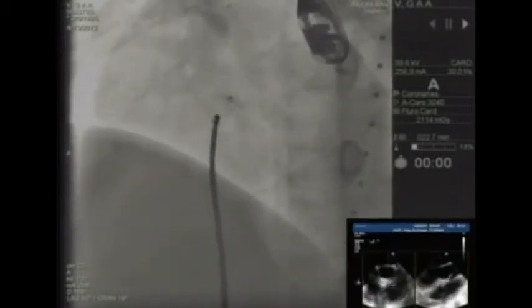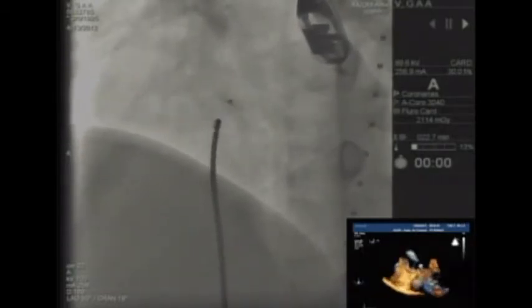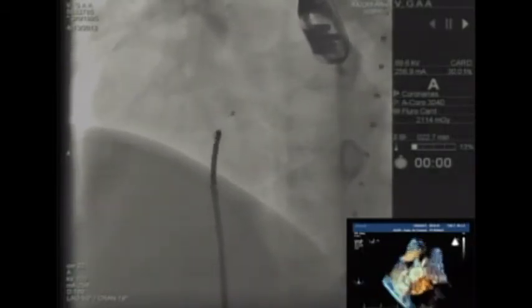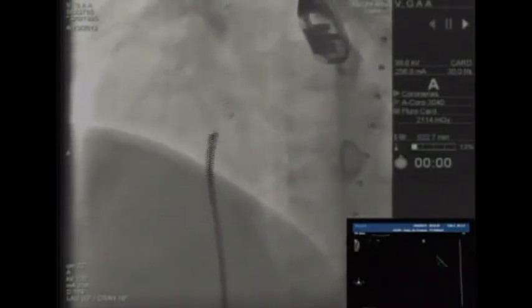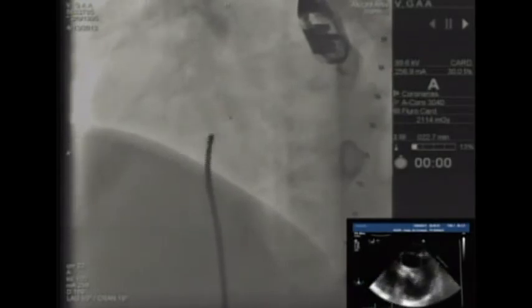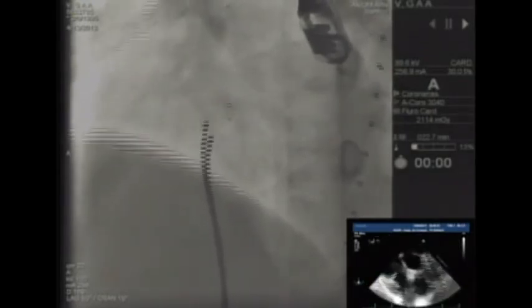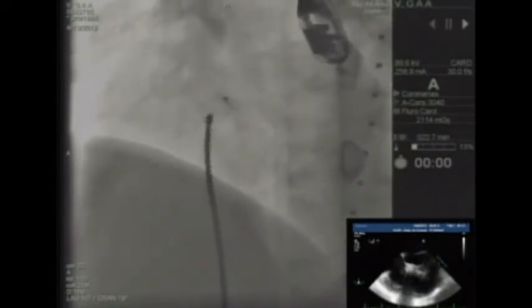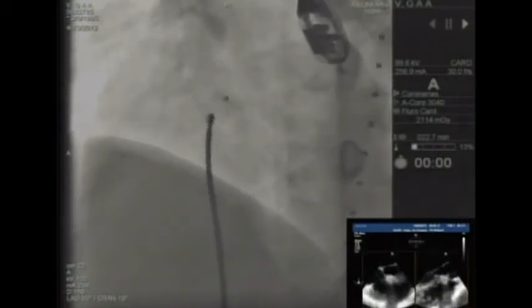So this is the appearance of the device on LAO 50 degrees and cranial 19. And I like the separation of the device. Raul is telling me that he's really happy with that. So he's going to go ahead and release the device. Yeah, go ahead. I think it's very important with these devices, before you release it, to perform an angio in the aorta to see if you have any problem with the leaflets.